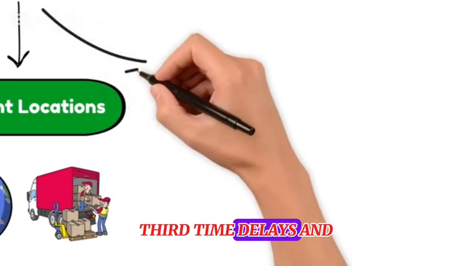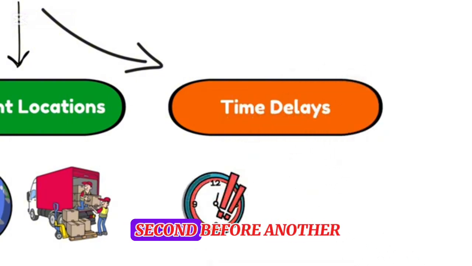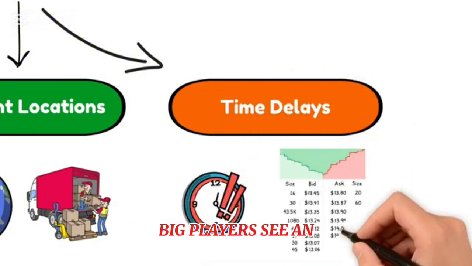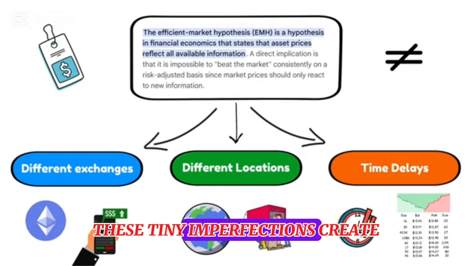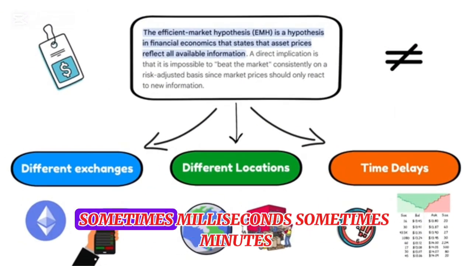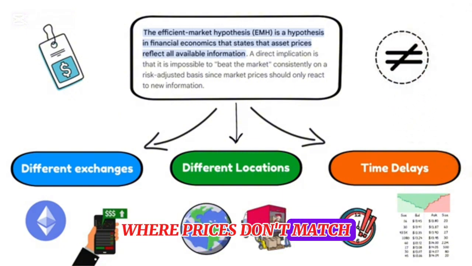Third, time delays and information lag. News hits one exchange a fraction of a second before another. Big players see an order book update before the public feed does. These tiny imperfections create brief windows, sometimes milliseconds, sometimes minutes, where prices don't match.